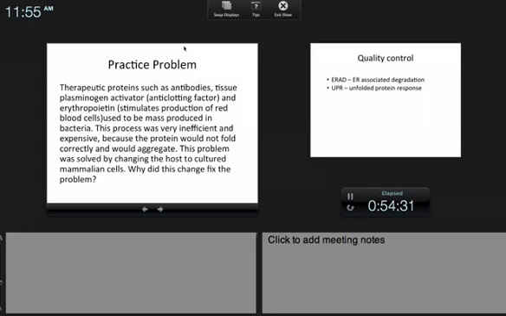So now my question is, that means that the bacteria are unable to make therapeutic proteins? Yes, so the bacteria are not very good at making these therapeutic proteins because they're all proteins that are secreted and they need to be processed in a certain way because they need to fold properly.